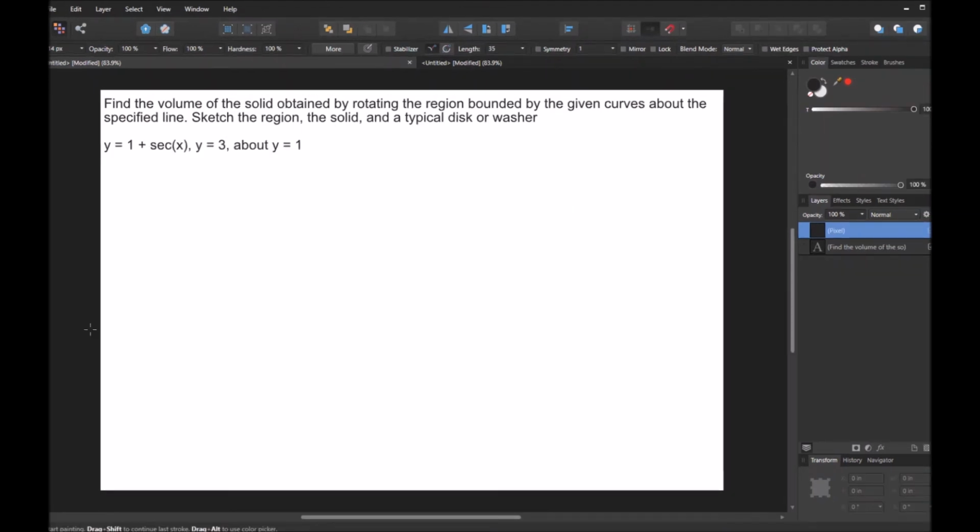Okay, so in this next question we're asked to find the volume of the solid obtained by rotating the region bounded by the given curves about the specified line. And then we are asked to sketch the region, the solid, and a typical disk or washer. So the equations that we're given that are going to make up the region are y equals 1 plus secant of x, and then y equals 3. And they're going to be rotated about y equals 1.